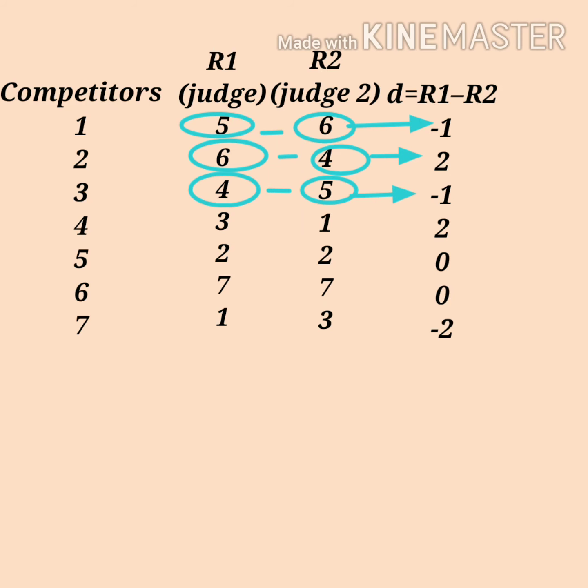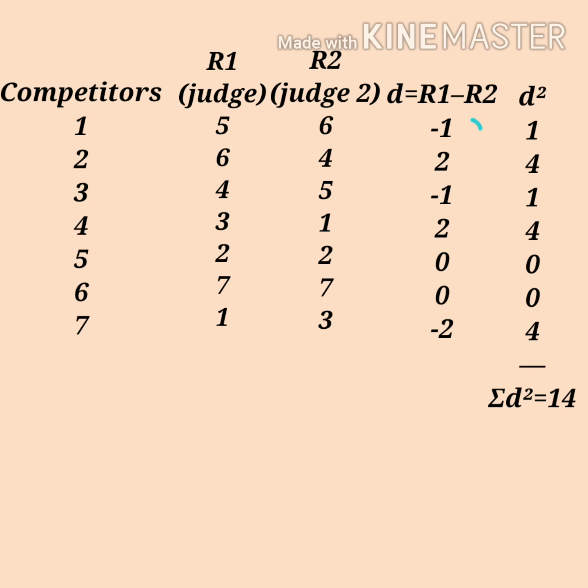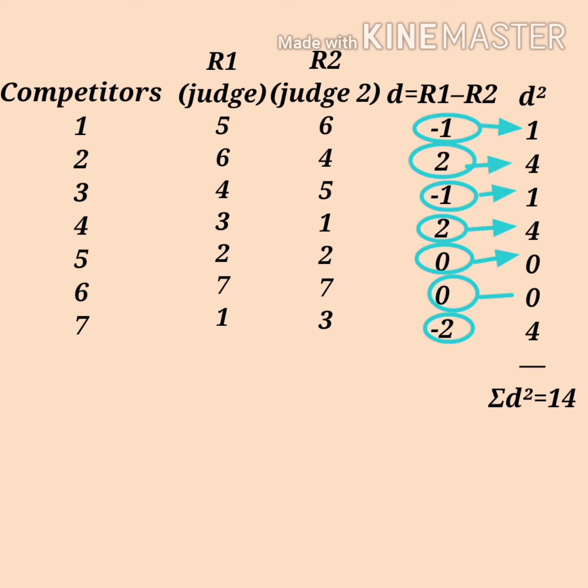The next column we have written is d square. Under this column we have got minus 1 whole square equal to 1, 2 whole square equal to 4, minus 1 whole square is 1, then 2 whole square is 4, 0 will remain the same, 0, again 0 will remain the same, and minus 2 whole square will be 4.